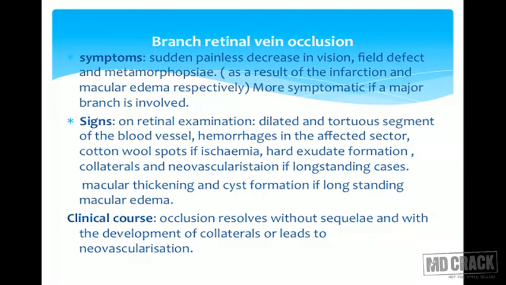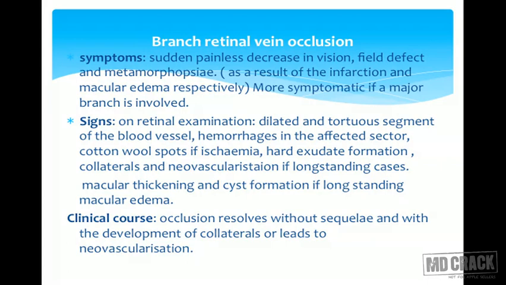In case the occlusion resolves with the formation of collaterals, by and large the neovascularization does not take place because the collaterals supply the blood to the affected areas, whereas in case the collaterals do not have sufficient time to develop, you get development of a neovascularization which can leak and lead to a vitreous hemorrhage. Macular thickening and cyst formation due to long-standing macular edema can occur in these stages, leading to an irreversible visual decrease.